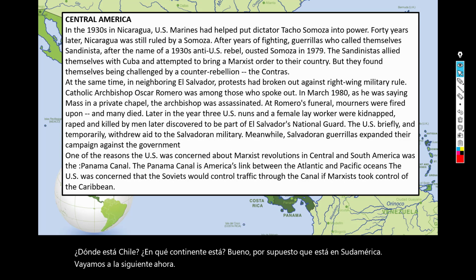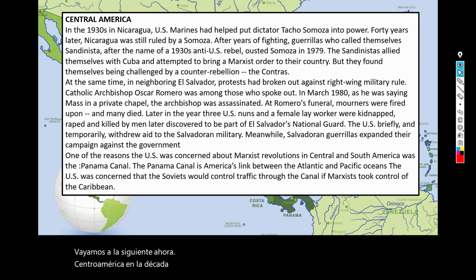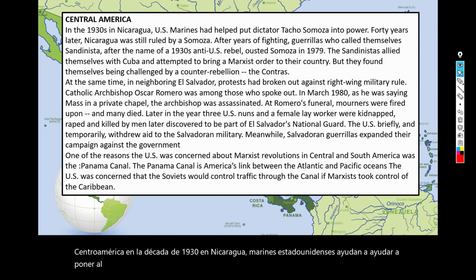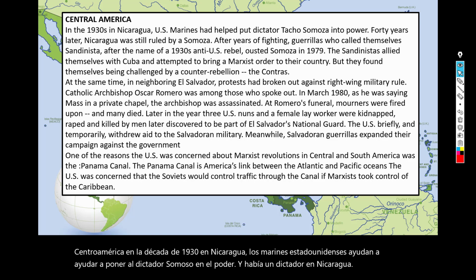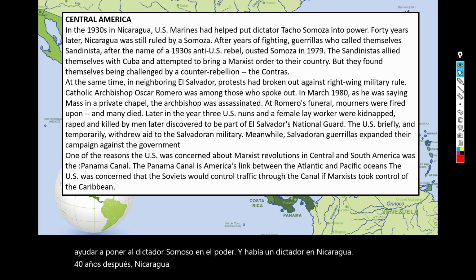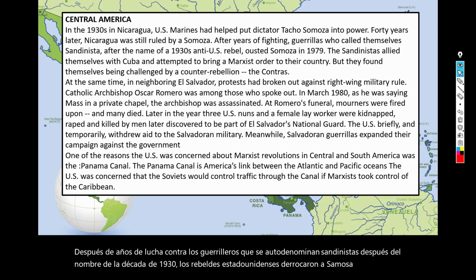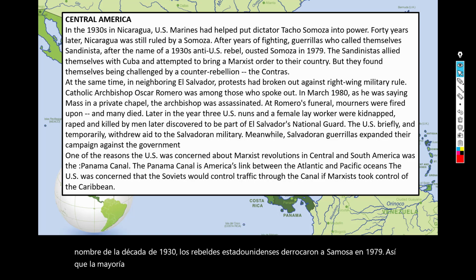Central America. In the 1930s, in Nicaragua, U.S. Marines helped to put dictator Somoza into power. He was a dictator in Nicaragua. Forty years later, Nicaragua was still ruled by Somoza. After years of fighting, guerrillas who called themselves Sandinistas, after the name of the 1930s anti-U.S. rebel, ousted Somoza in 1979. Somoza was kicked out and the Sandinistas took control. Daniel Ortega was the head of this.